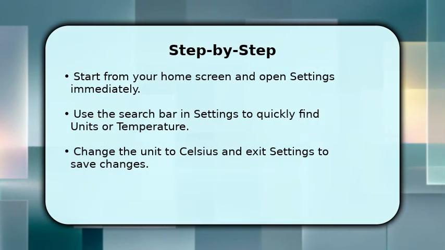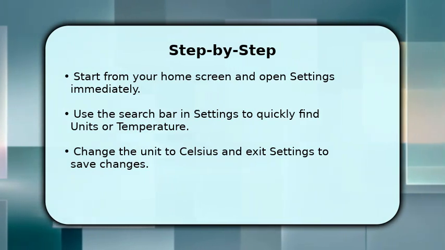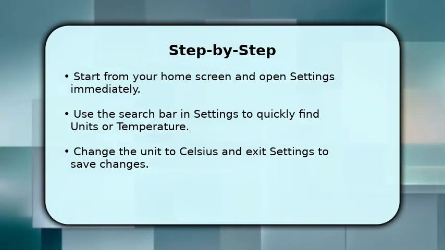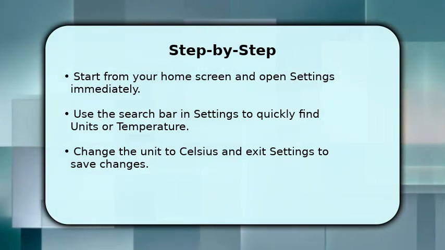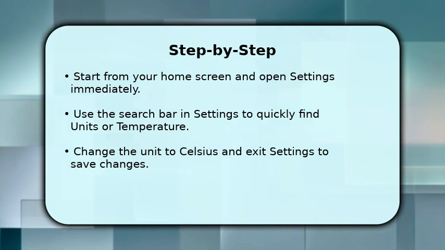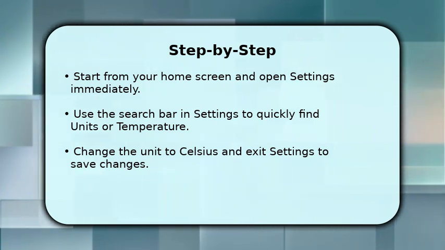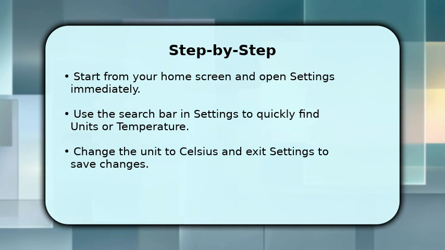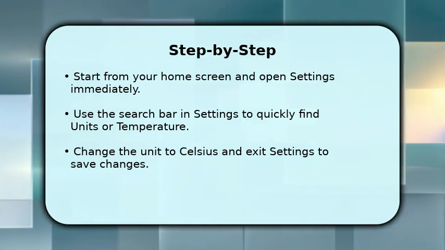Open Settings and use the search field to type units or temperature for a fast route. Tap the system result labeled Languages and Input or Units, depending on your Pixel model. Choose Celsius as the preferred temperature unit and back out of settings to apply it.